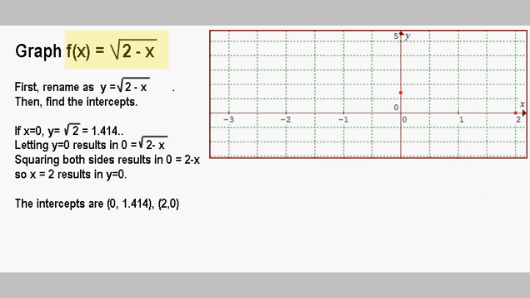In this example, we're going to graph f of x equal the square root of 2 minus x. The first step here is to replace f of x with y and rewrite this as y equals the square root of 2 minus x.